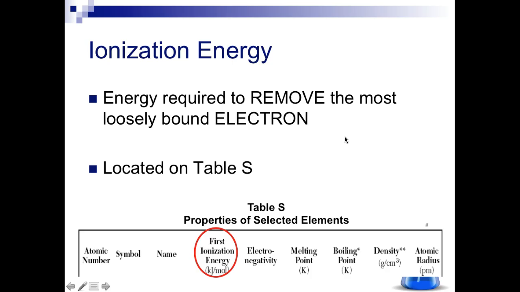So let's look at ionization energy. Ionization energy is the first trend that we're going to talk about. It is the energy required to remove the most loosely bound electron. That means that it is the energy required to kick off the valence electrons or to remove them. In your reference packet, on table S, this can be located. It's located actually right here, and it's in units of kilojoules per mole.